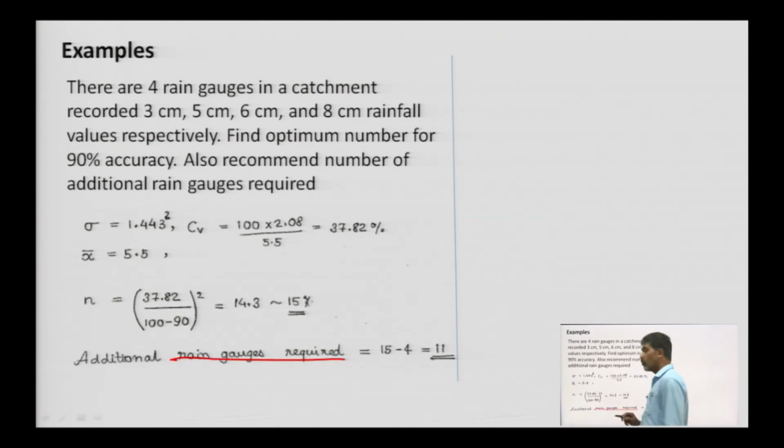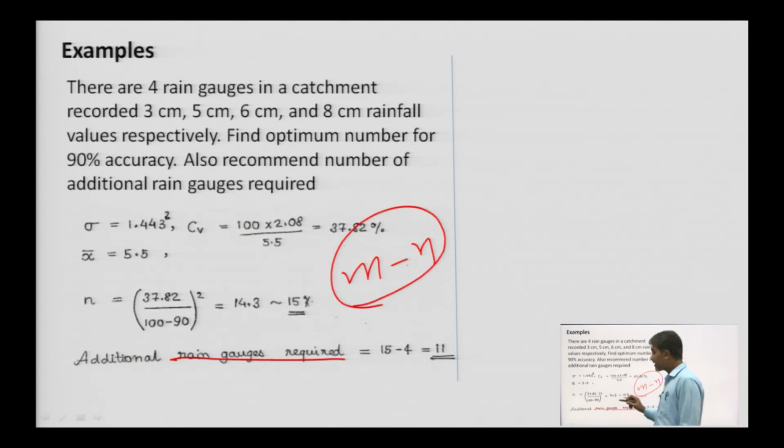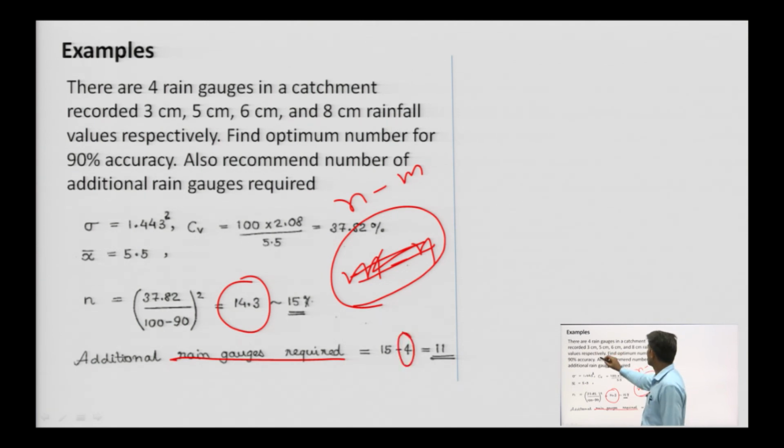One more remaining thing is the additional rain gauges required, which is N minus m. Suppose we have calculated the value as 11, and the recorded data is at m number of locations. Say here rainfall data has been recorded at 4 places, and we have calculated 11. So we need to add more stations.